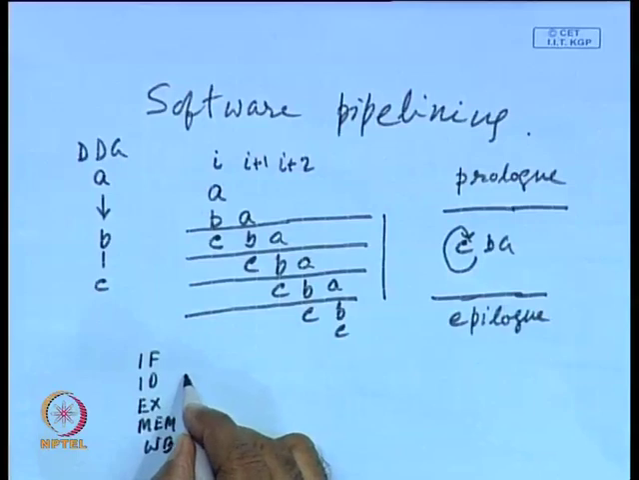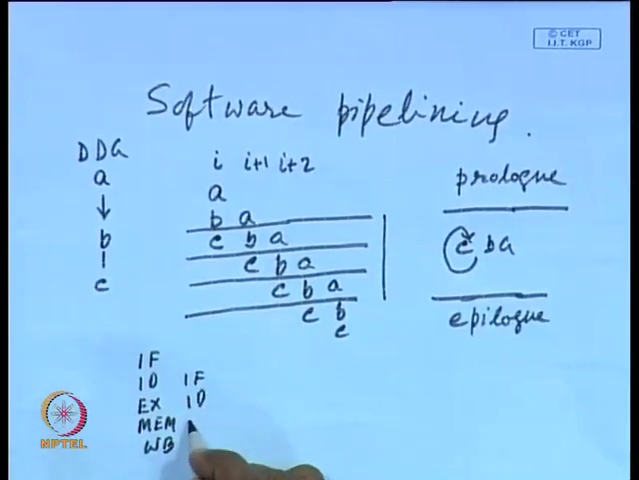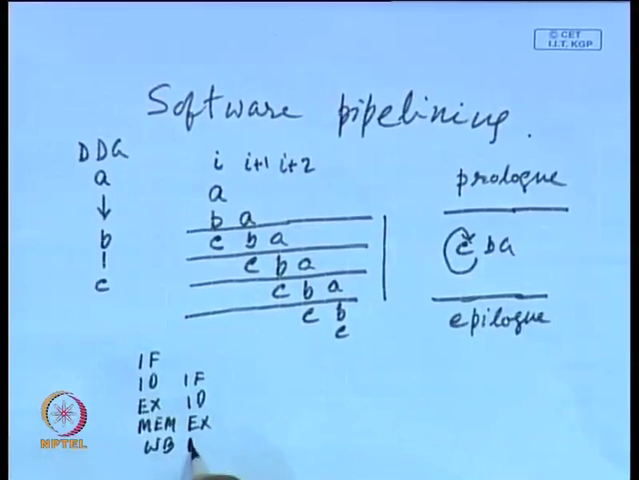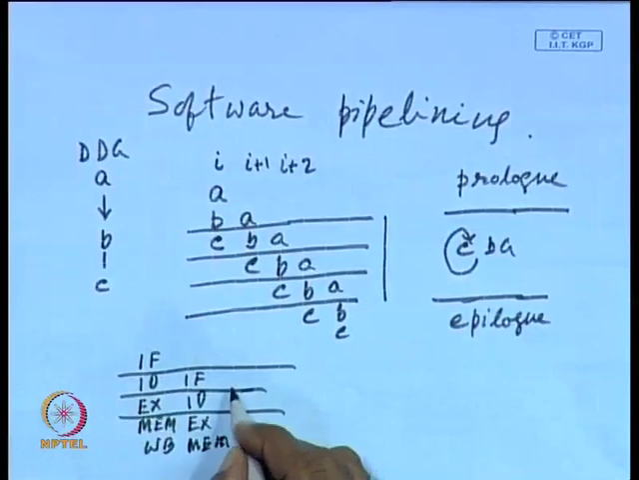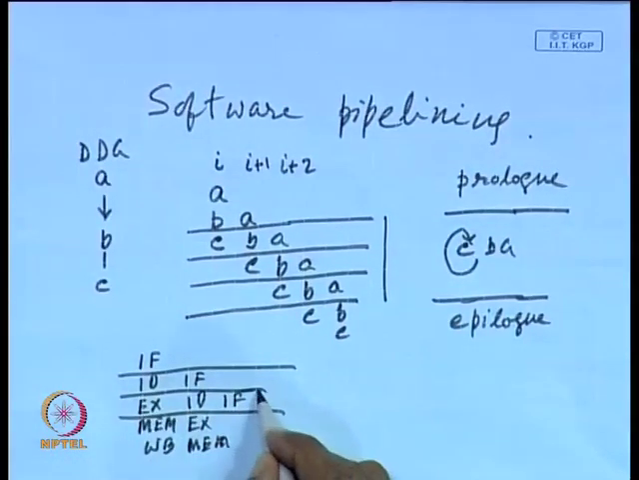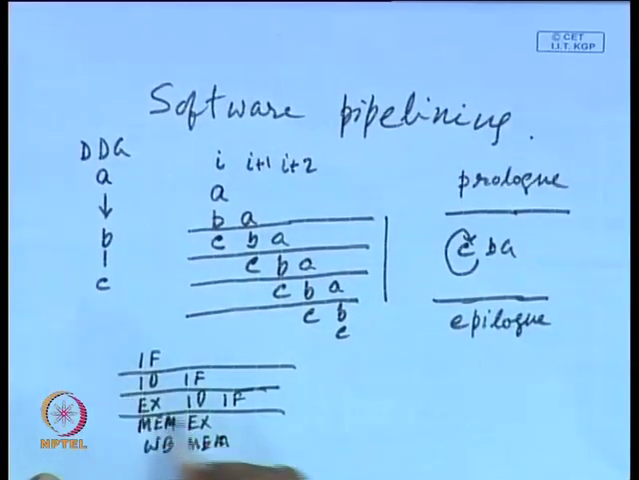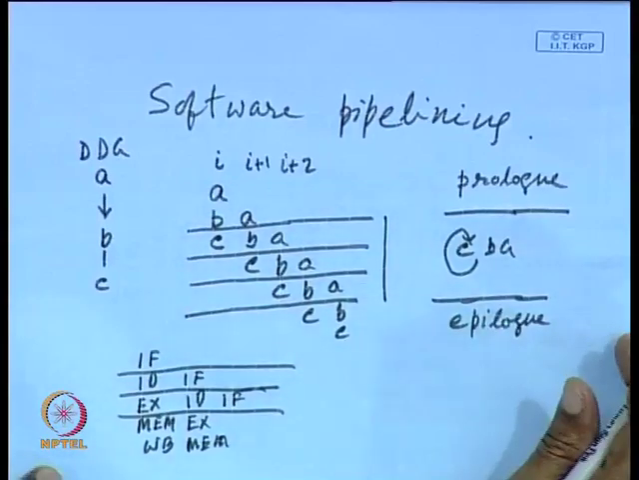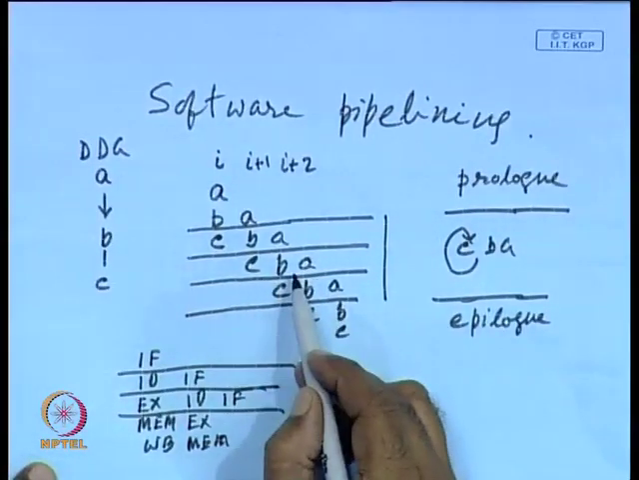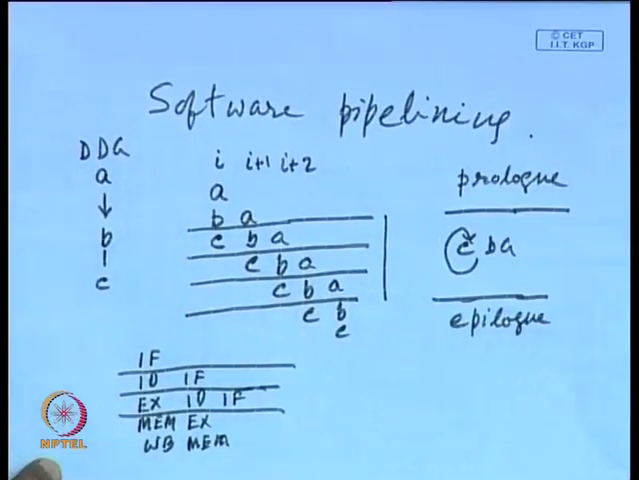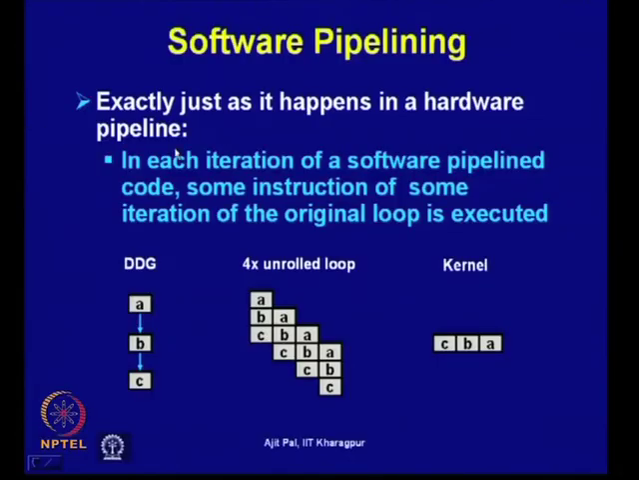So, what was done, these instructions, instruction fetch, they were executed in a pipeline. Similarly, here also you are doing the same thing, but here it was done for a single instruction. Now we have taken instructions from three different iterations. So, from this simple feature, exactly as it happens in a hardware pipeline, we are doing it in the same manner.